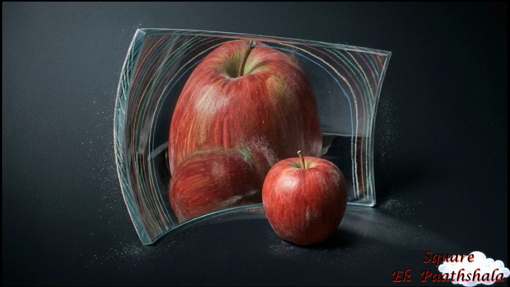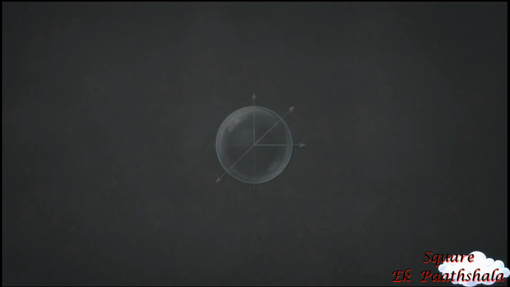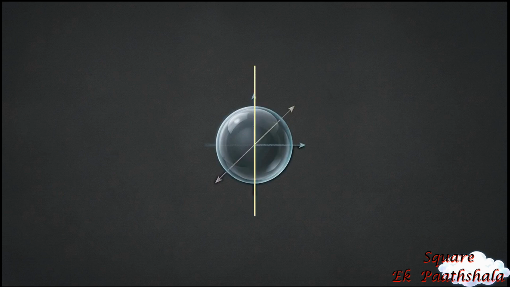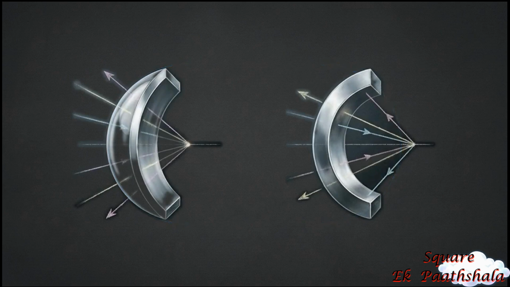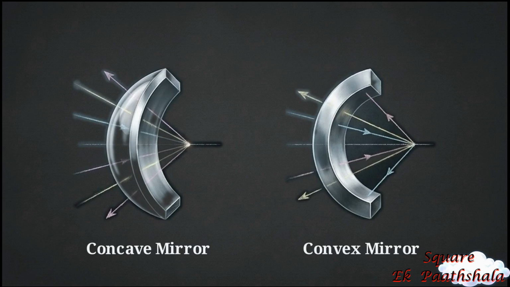Now we introduce curved geometry to see how those exact same rules stretch and shrink reality. Here we see a hollow glass sphere being sliced down the middle to create spherical mirrors. If we take one of these slices and coat the outside surface with silver, we get a concave mirror. If we coat the inside, leaving the bulging outer surface to reflect the light, we create a convex mirror.